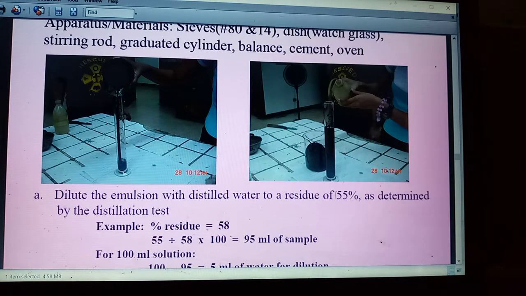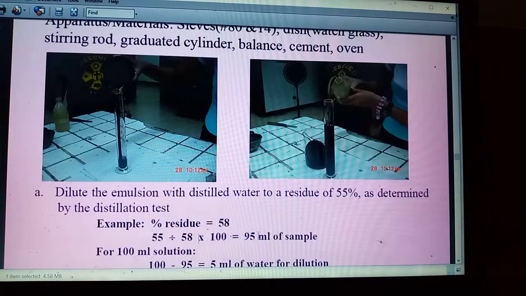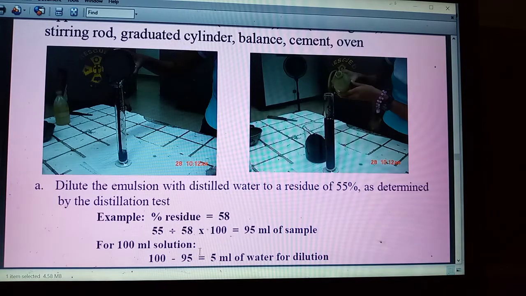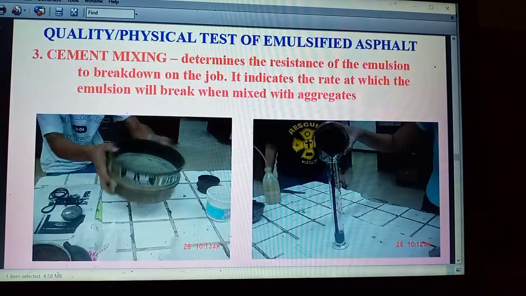So i-divide mo 55 divide 58, okay? So, constant tong 55, yung 58, nagbabago. Divide 58, i-times mo sa 1,000. So, yan yung magiging yung kailangan mo na milliliters of sample, okay? So, for 100 ml solution, i-minus mo siya, yung makompute mo dito mula sa 100, para makita mo yung ml of water for dilution. So, 5 ml yung nakompute mo.